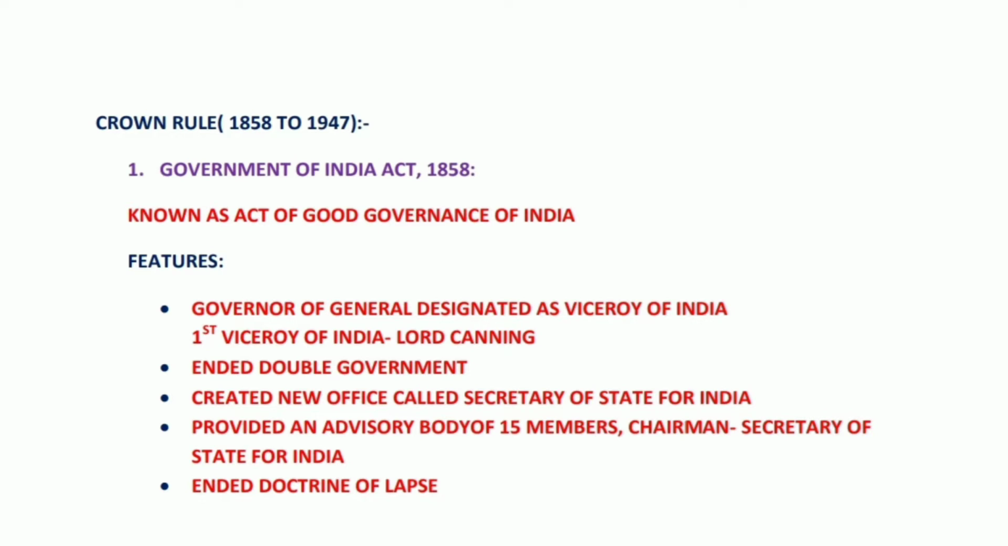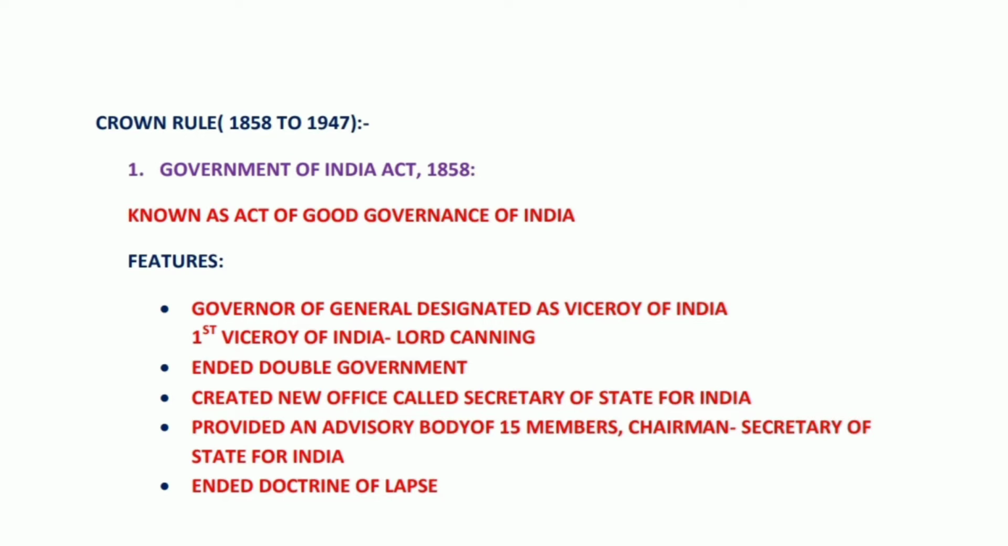So this act was known as Act for Good Governance of India, and the features of this act were the Governor General of India was designated to Viceroy of India, and this Viceroy of India was the direct representative of British Crown, and the first Viceroy of India was Lord Canning. So soon after the Viceroy of India was appointed, it also ended the system of double government by abolishing Board of Control and Court of Directors. So this Board of Control and Court of Directors were created during Pitt's India Act, and these two were abolished, and the system of double government came to an end.